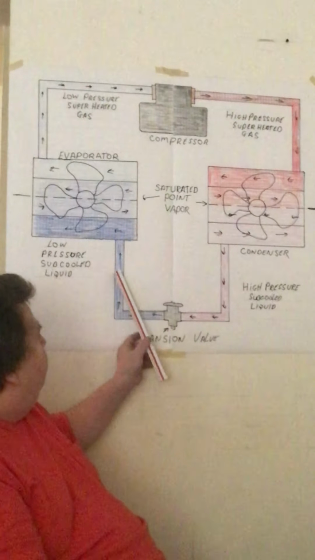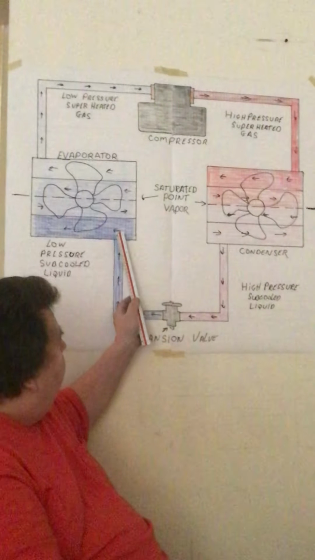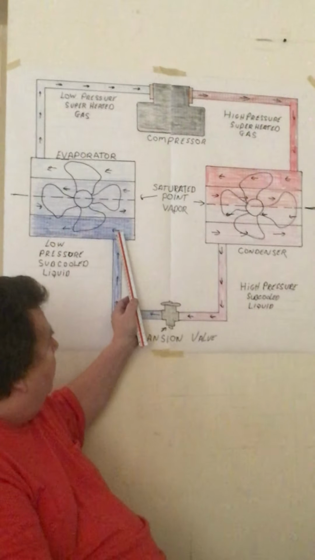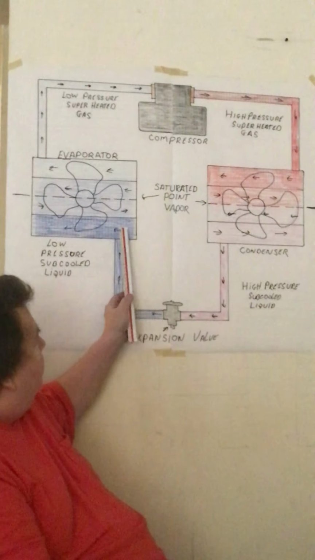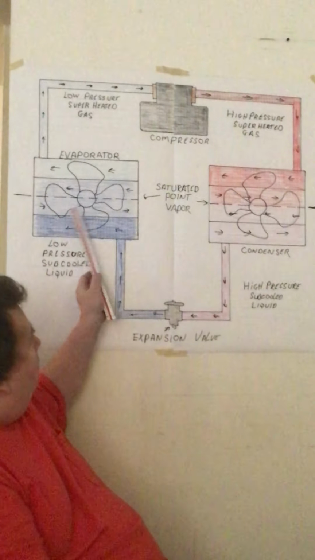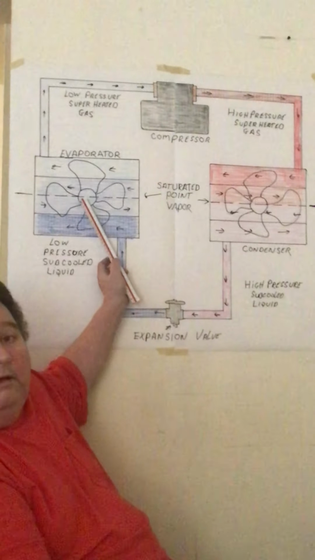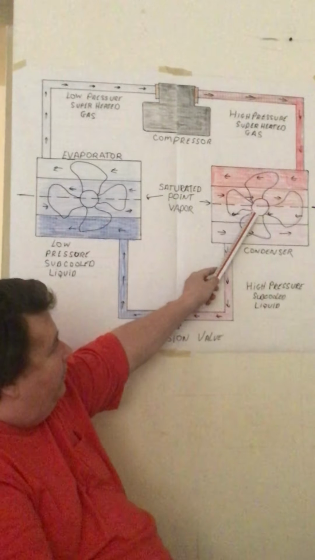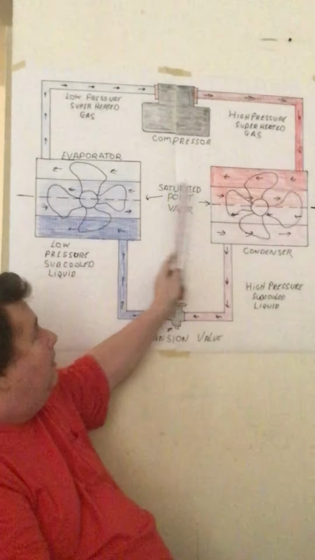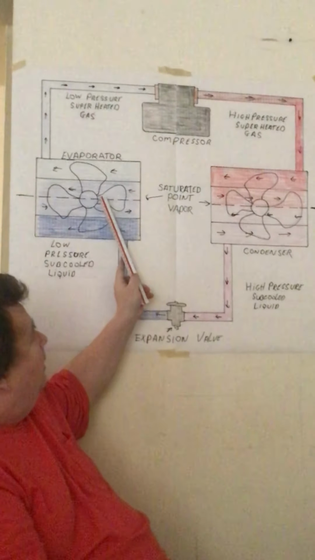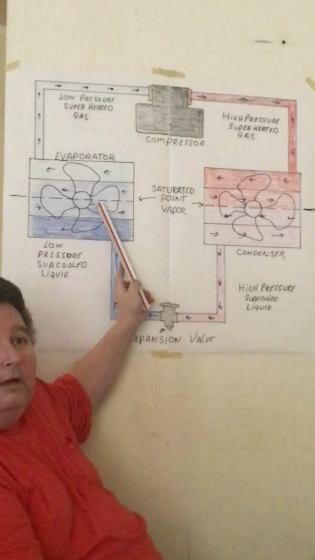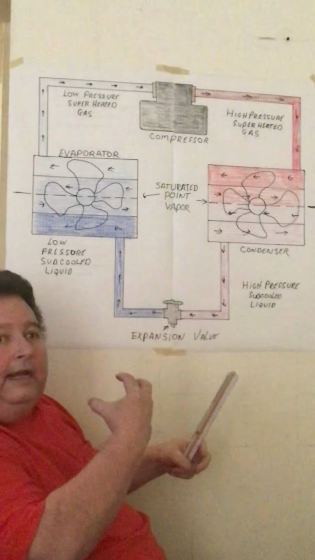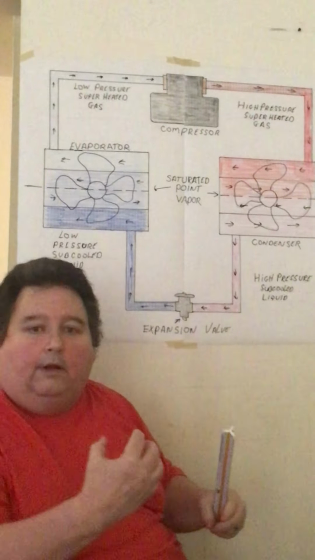The liquid comes into the inlet of the evaporator, and it travels through, and look what you've got here. You've got a fan. The fan in the evaporator is doing the same thing as in the condenser. But here, what you want to do is superheat. You want to add heat to the refrigerant.